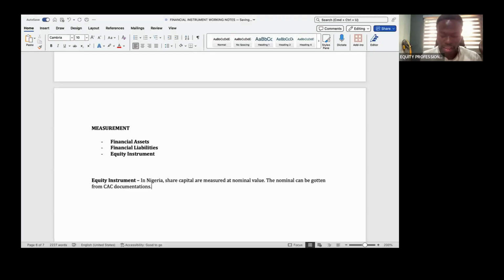So if you are issuing 10,000 naira shares, you need to check your CAC document: what was the nominal value we recognized when we were registering the company? That is what would be recorded as share capital. Any amount above that nominal value shall be recognized in share premium. At your level, we assume you know that. So you will never find a question like that in the exam because they believe it's elementary accounting.